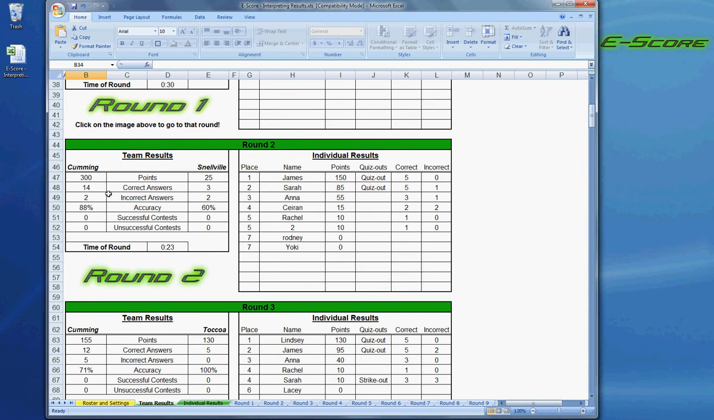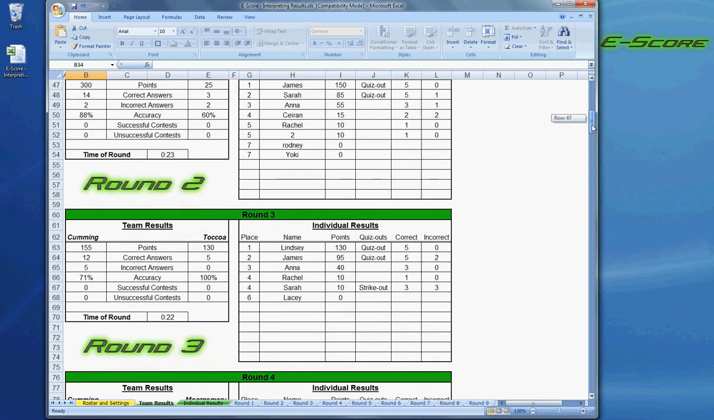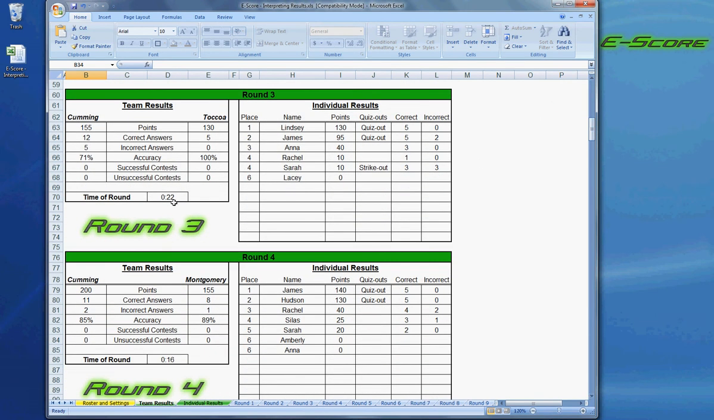Okay, round 2, more of the same. You can just see points, correct, incorrect, contests. Over here is a quick snapshot of what happened, so you can see she scored 55 and she got 3 right and 1 wrong. Let's go down here, round 3. This is the exception. And you can see we beat Tukoa 155 to 130. But look at the correct answers, 12 versus 5. So it's way more correct answers than 5 incorrect. Now you can see Tukoa had 100% accuracy, but they also didn't hit quite as much.